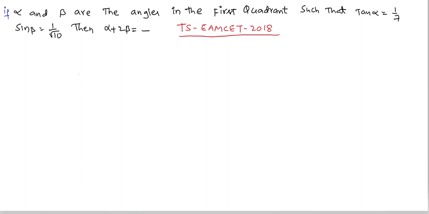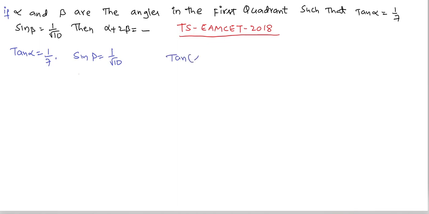If alpha and beta are the angles in the first quadrant such that tan alpha is equal to 1 by 7 and sin beta is equal to 1 by root 10, then alpha plus 2 beta is equal to dash. Here it is given tan alpha is equal to 1 by 7 and sin beta is equal to 1 by root 10. Now we find the value of alpha plus 2 beta.